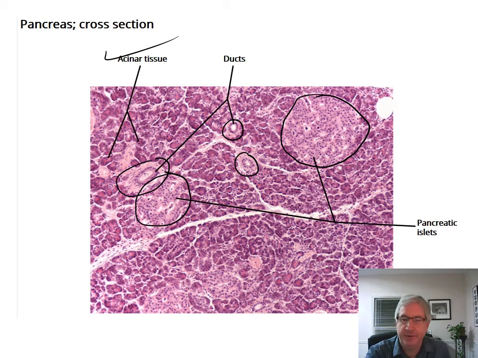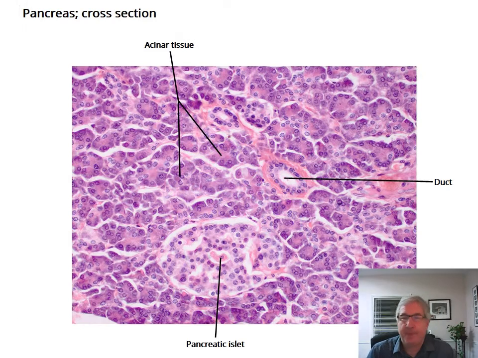All right, and this would be another islet down here. And this is another one over here. So just so you can see those very easily. So it's mostly acinar tissue, but there are these islets in there. So you're making glucagon, insulin, and somatostatin. So the alpha, beta, and delta cells.